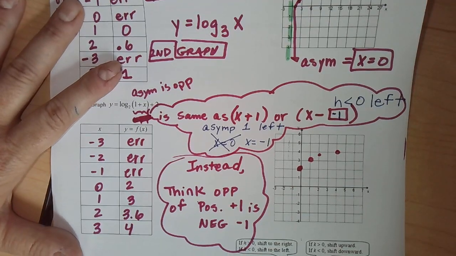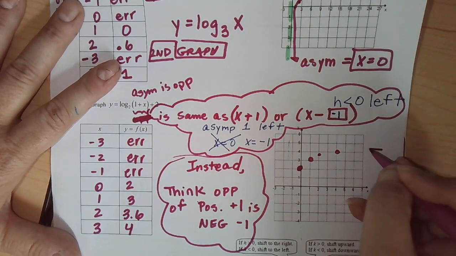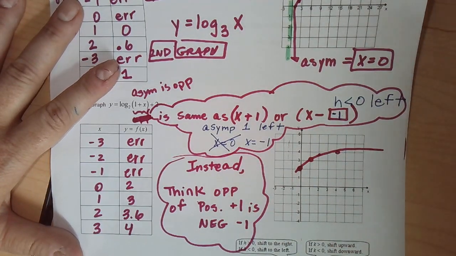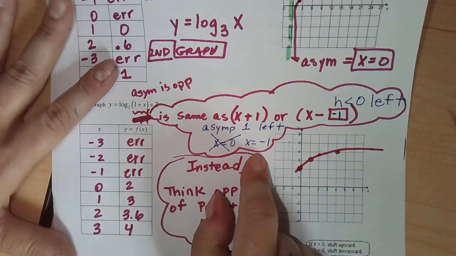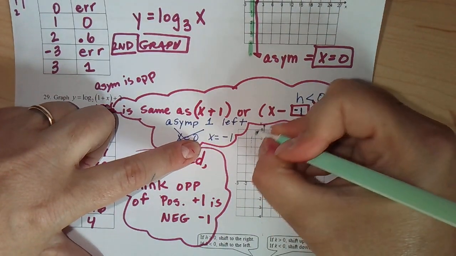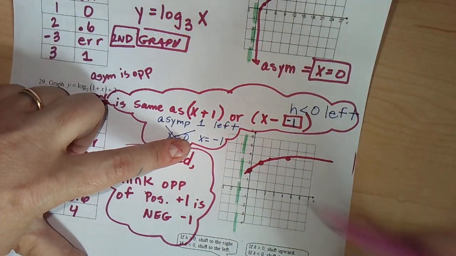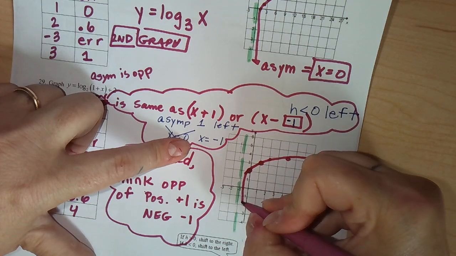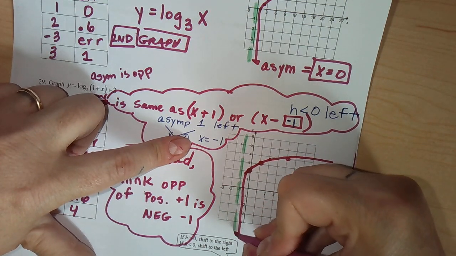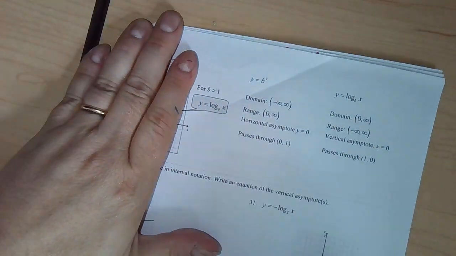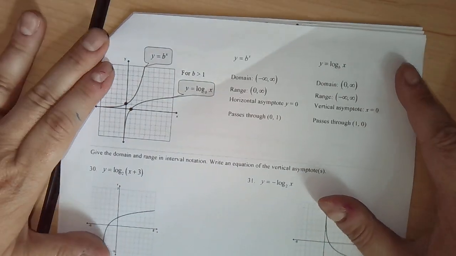Okay, and remember, logs come and then they fall straight down. But I just need to figure out where they fall straight down. I need to know where my asymptote is. My asymptote is at -1. So when I fall straight down, I'm just going to hover along that asymptote all the way down.